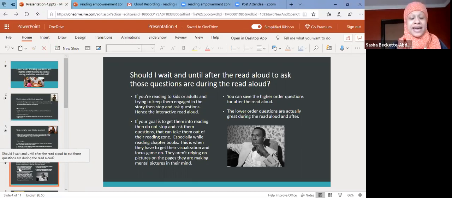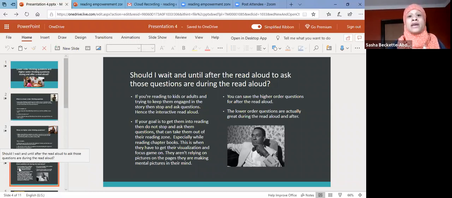So that's when I would say you should wait until after the read aloud, okay, to ask questions about what you have read aloud to them, all right? Also, you can save the higher order questions for after the read aloud. I would definitely suggest that, and a lot of it has to do with you being able to gauge your audience, gauge the children that you're reading to.